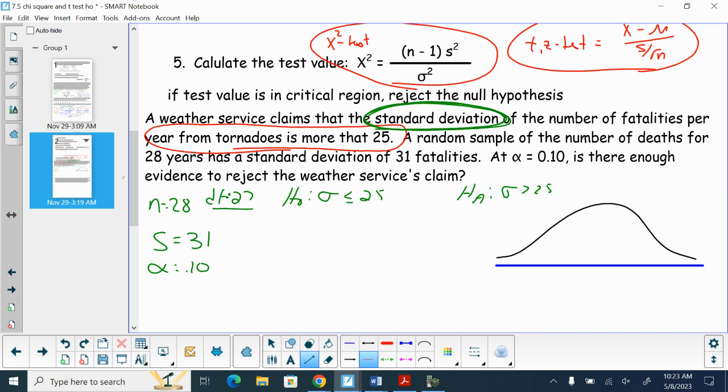One tail, two tail, left or right? If it's one tail, what do we have here? Left tail, right tail, one or two? It would be right tail. Right, one tail, right? So we're over here.